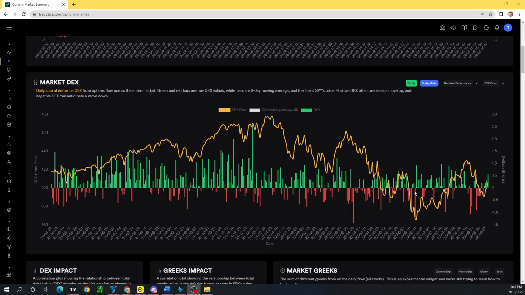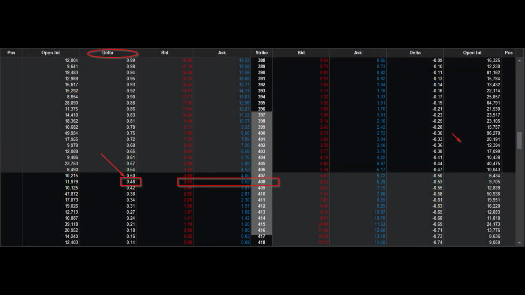And to give you an example of how it will affect the premium of the option that you buy, we're going to take a look at the $408 call for SPY for expiration of 9/16. This screenshot was taken as of close of day Friday, the 9th of September 2022, where the price of SPY closed at $406.20. The premium for that $408 call, the bid was 3.50 and the ask was 3.52. So let's just say we go in at $3.51.